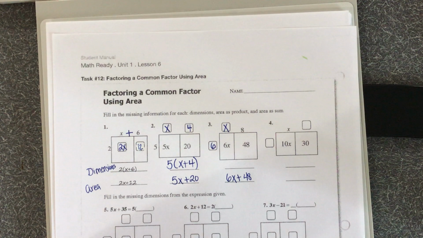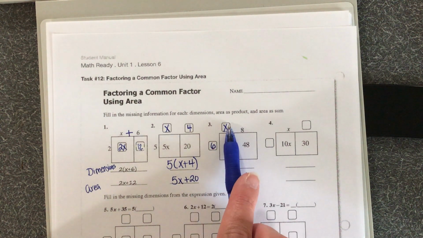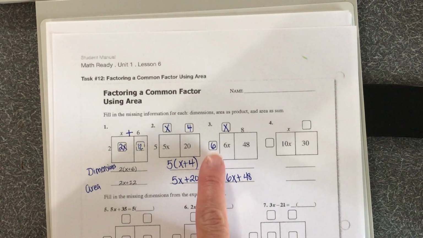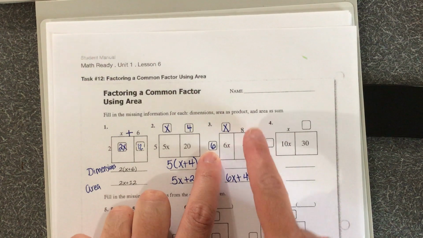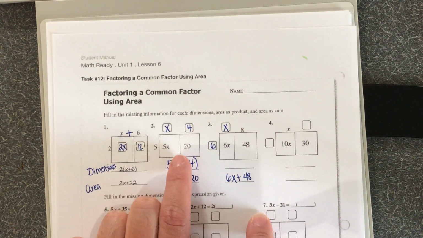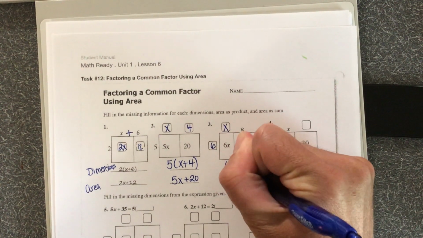So one question that I usually ask is, is it possible for this to be the x and this to be the 6? And the answer is no. Because if this one had a height of x, then this area would have to be 8x, and that's not going to be the case. So my dimensions are 6 by x plus 8.